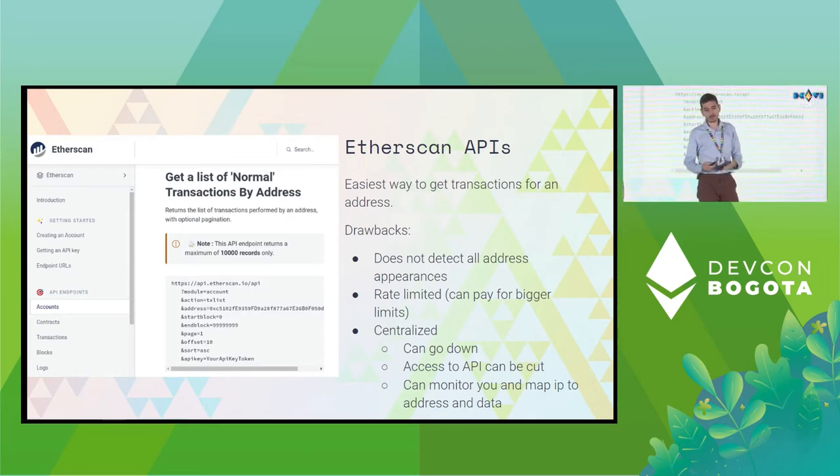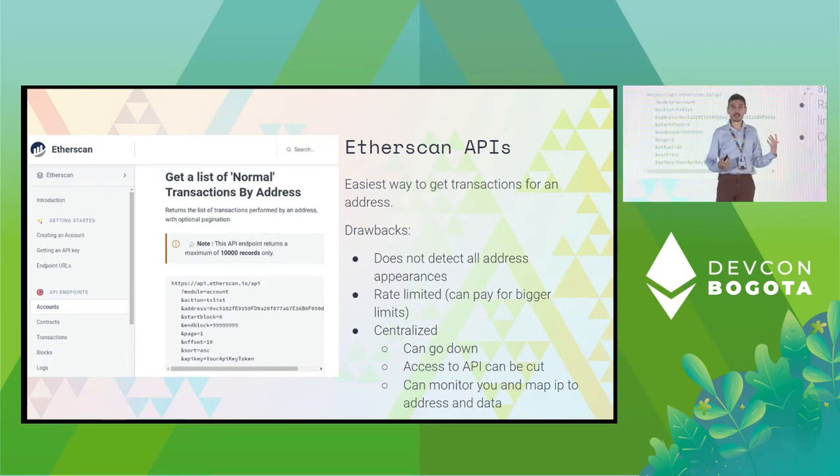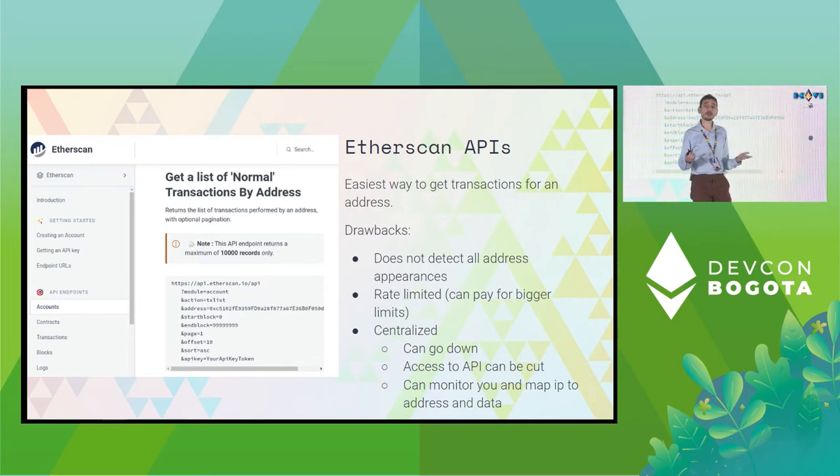Of course, it has drawbacks, right? It doesn't detect all address appearances. It's rate limited, but you can pay for bigger limits. But rate limiting means that it takes time for your query to actually work. It is centralized, so it can go down, they can cut access to the API, or they can do what I said before, that they can monitor you and map your IP to your address.